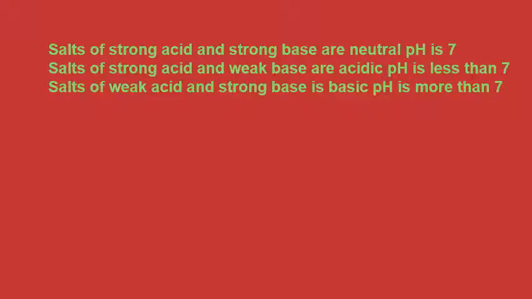Now we'll see how these are formed and what the pH value is. When you take a strong acid and a strong base, you will get a pure neutral salt. When a strong acid and a weak base, that means acidic strength is more and basic strength is less, so automatically you will get acidic salts. Acidic salts means the pH value will be less than 7. When you take a weak acid and a strong base, that means the strength of the base is more, so automatically the pH value will be more than 7. Then we'll get the basic salts.